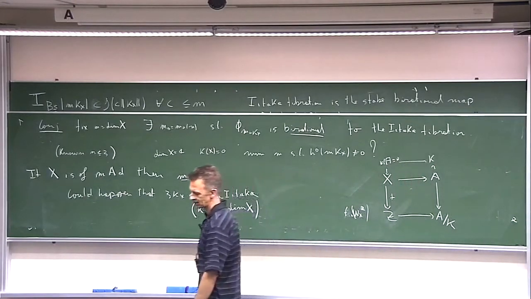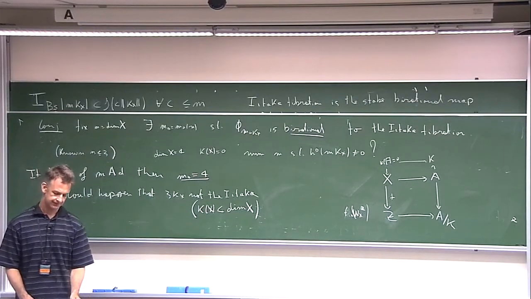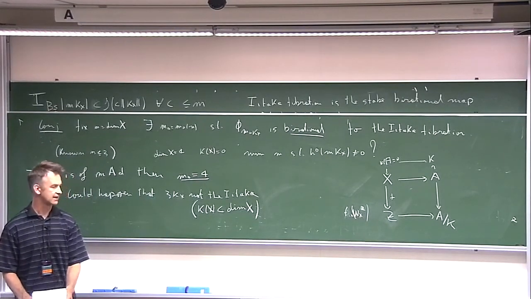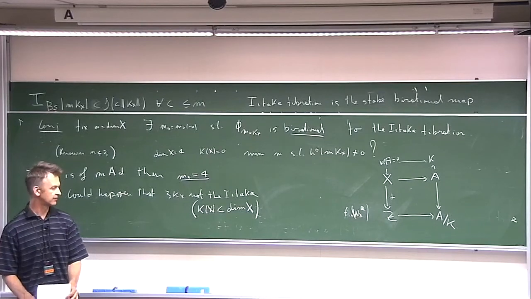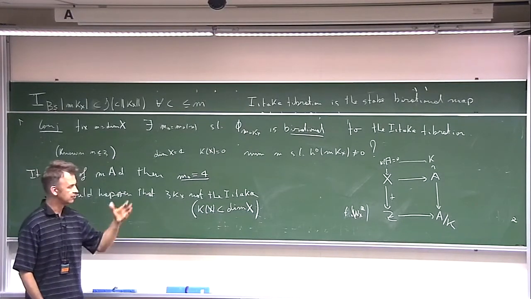Okay, look at that. We're out of time. So I'll stop here, and next time I'll tell you something about the CNM conjecture for varieties of maximal Albanese dimension.